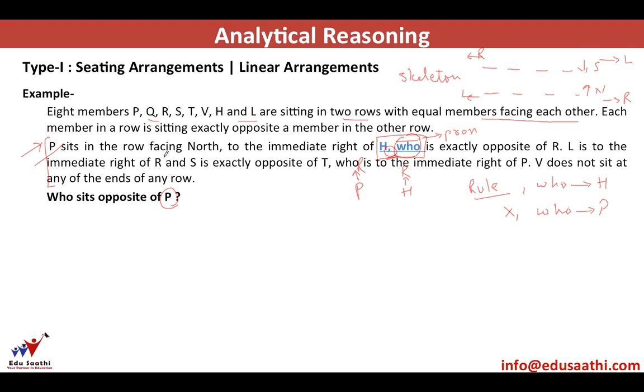P sits in the row facing north to the immediate right of H, who is exactly opposite of R. So you make your skeleton. There are 4 people facing south, 4 people facing north, and what else do you get over here? You have R, H, and P. So P sits in the row facing north. So here in the lower row, P is sitting to the immediate right of H. So this is H, this is his right, who is exactly opposite of R. So these are opposite to each other, right? So this is how these 4 people would be sitting.